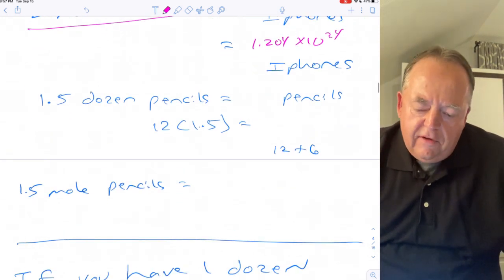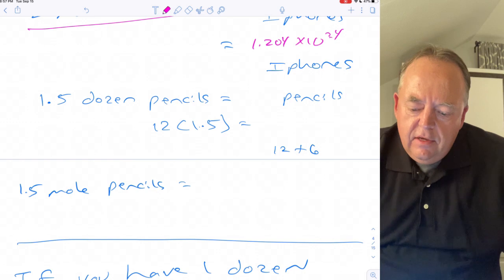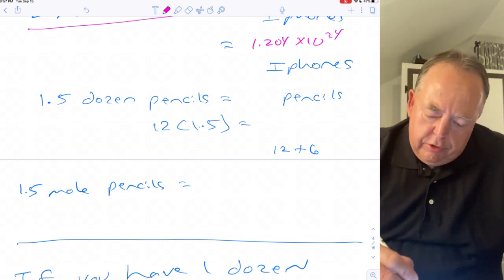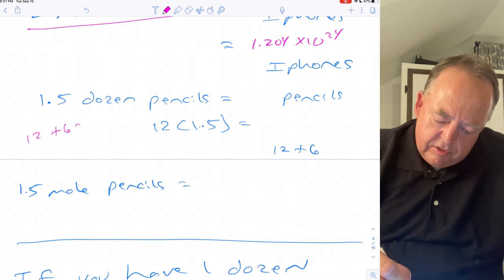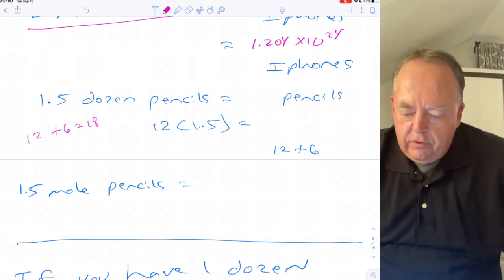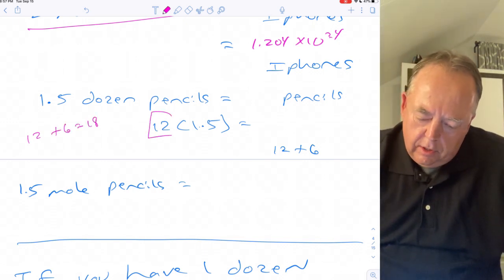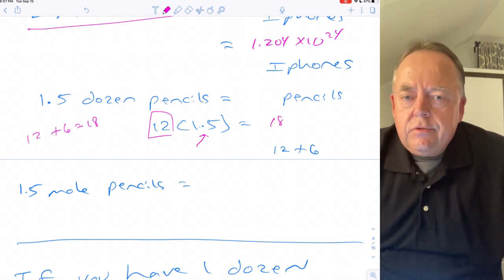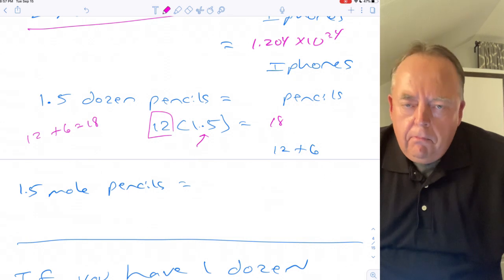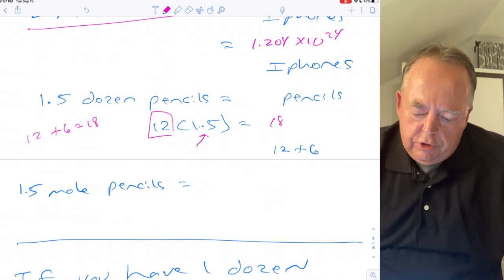So if you had 1.5 dozen pencils, how many would you have? Well, you could do it this way. A dozen is 12 and half a dozen is 6 more, so that would be 18, right? Or if you were simply doing the math, a dozen is 12 times 1.5, so you would have 18 pencils.